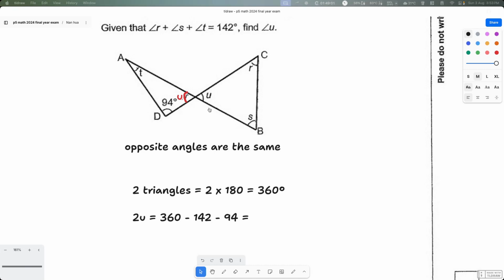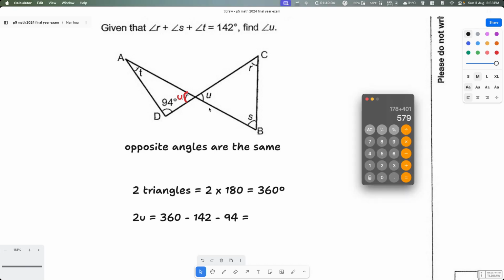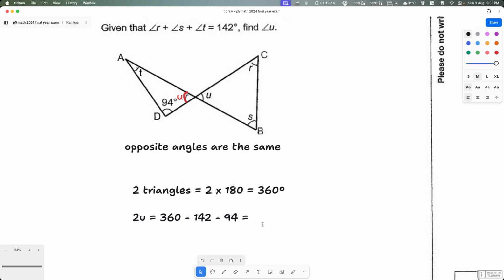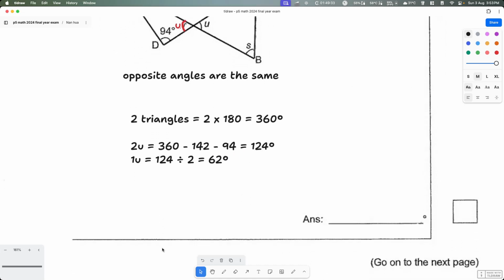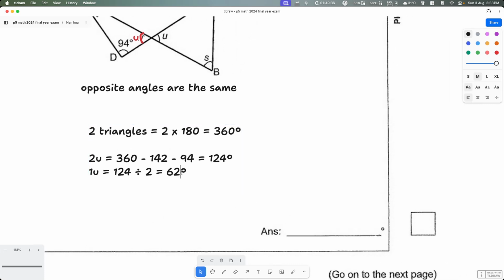Where's my calculator? Okay, so 360 minus 142 minus 94 will give us 124 degrees. So 2U is equal to 124 degrees, so 1U is equal to 124 divided by 2, which will give us 62 degrees. There you go. The answer is 62 in this case over here.